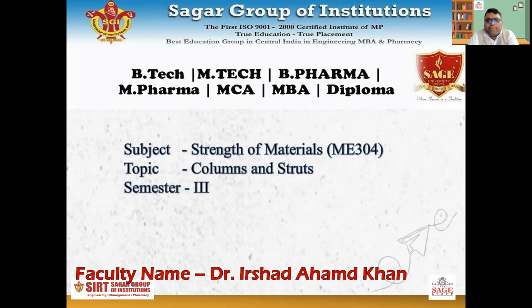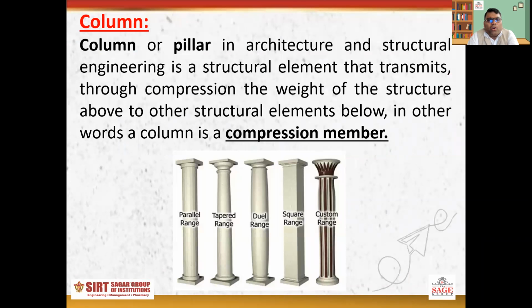Today we will discuss columns and struts, and both are very important members of a structure. Let's understand what a column is. A column is also known as a pillar. So, what is this? Let's understand. A pillar or column, in architecture and structural engineering, is a structural element that transmits through compression the weight of the structure above to other structural elements below.